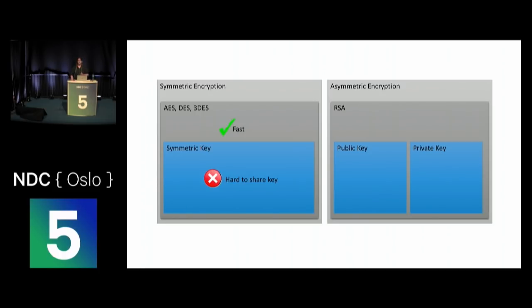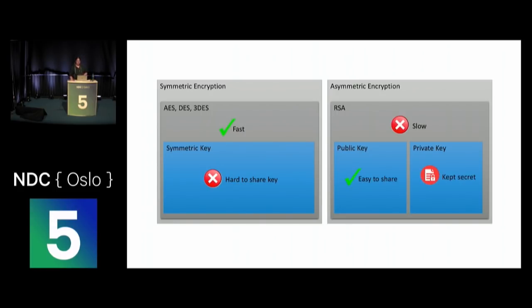So if I'm using AES and I want to give my key to one of you, how do I do it? Do I give it to you on a USB stick? Probably not a great idea. Do I want to email it to you? Terrible idea. Do you want to stick it on a server? Again, not a very good idea. So getting that key from point A to point B is very difficult.